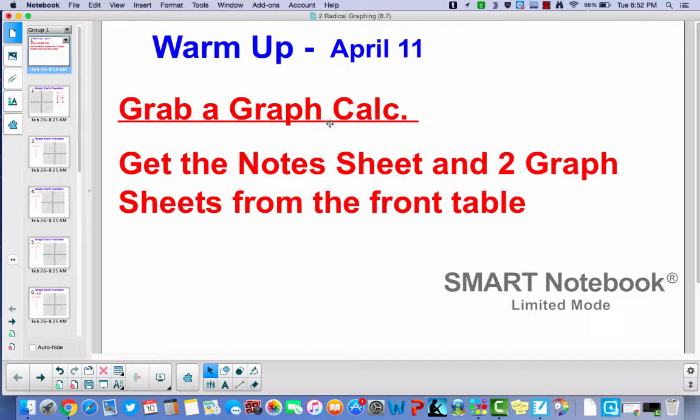You're going to want a graphing calculator just so you can see some things. And we're also going to get 2 pieces of graph paper from the front table.